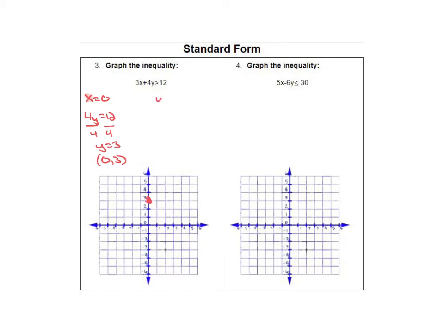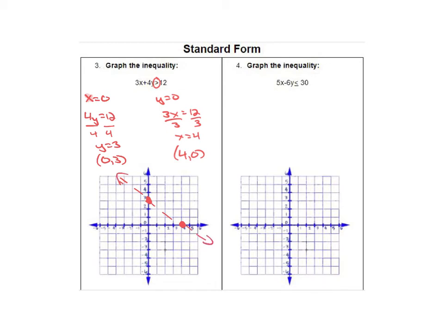And then when y equals 0, that means 3x equals 12. Divide by 3 and x equals 4. So that means we could also get the point 4, 0, which is over here. So now we can use these 2 points to graph, and again, look at your sign. There's no equal sign, so that's going to tell us dashed line.